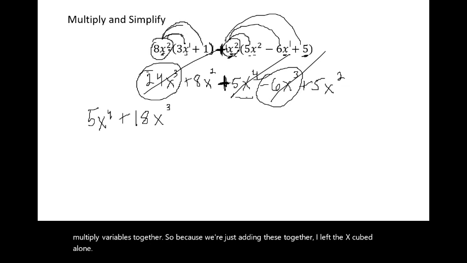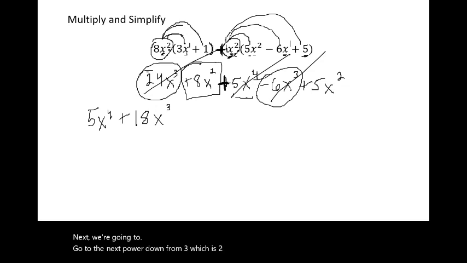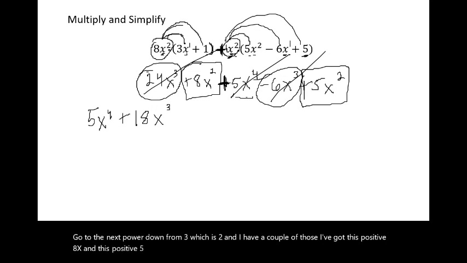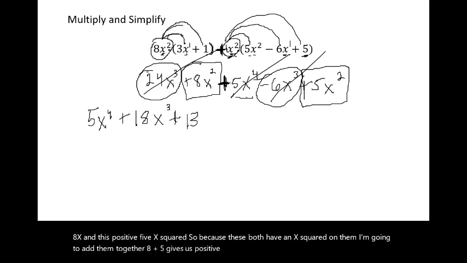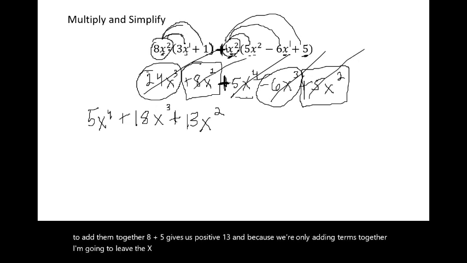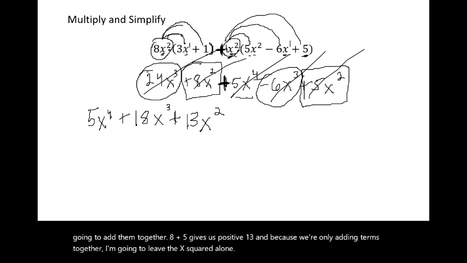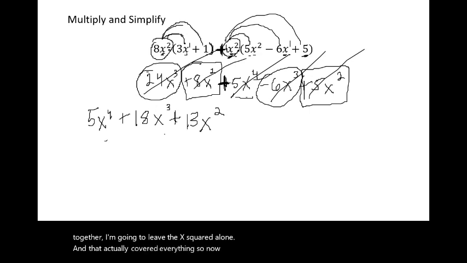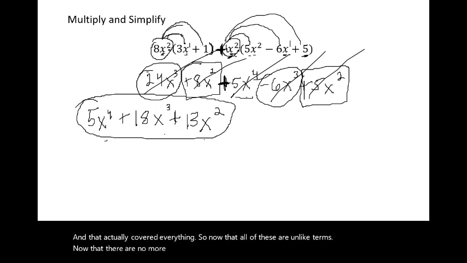Next, we're going to go to the next power down from 3, which is 2. And I have a couple of those. I've got this positive 8x squared and this positive 5x squared. So because these both have an x squared on them, I'm going to add them together. 8 plus 5 gives us positive 13. And because we are only adding terms together, I'm going to leave the x squared alone. And that actually covered everything. So now that there are no more like terms, this is now our final answer, and this is now fully simplified.